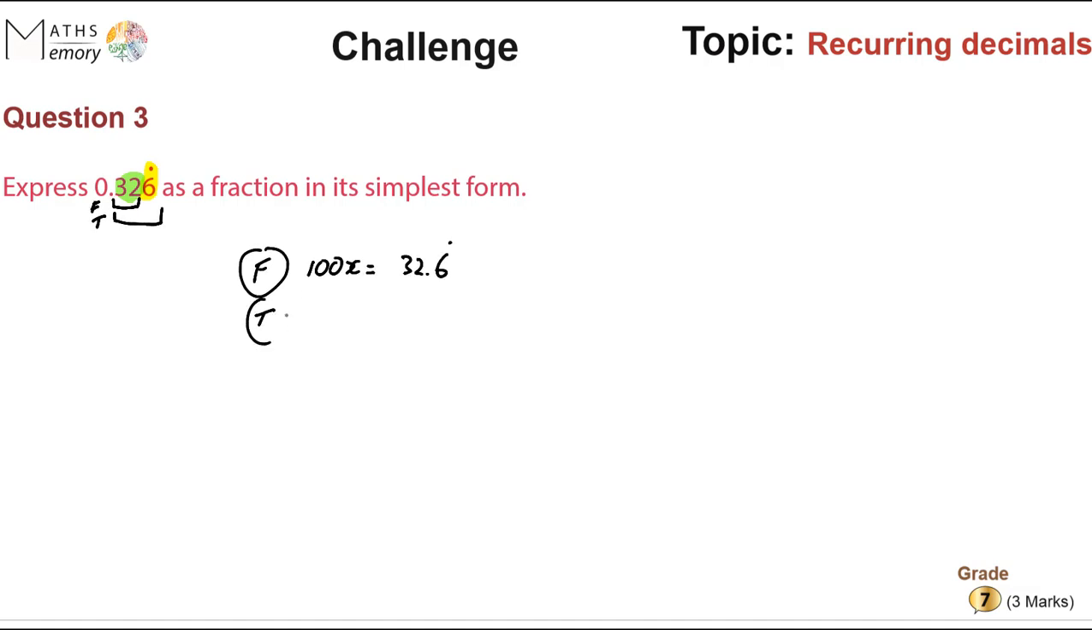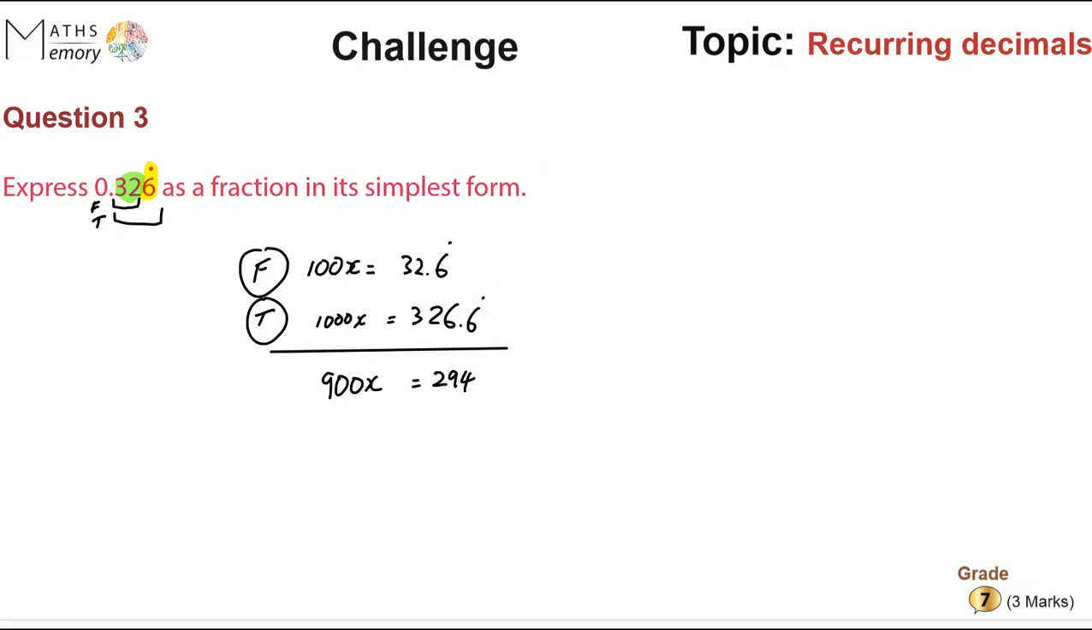Let's take the total number now. We have 3 digits for the decimal to get right to the end. So 1000x equals 326.6 recurring. So let's take these away from each other over here. Let's see what we get. So we have 1000 take away 100. So 1000x take away 100x would be 900x, and 326.6 recurring take away 32.6 recurring is 294.